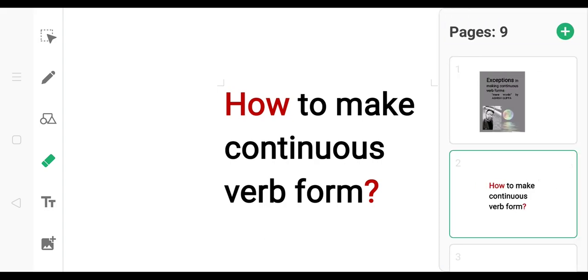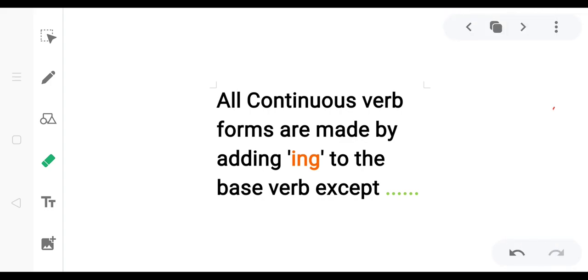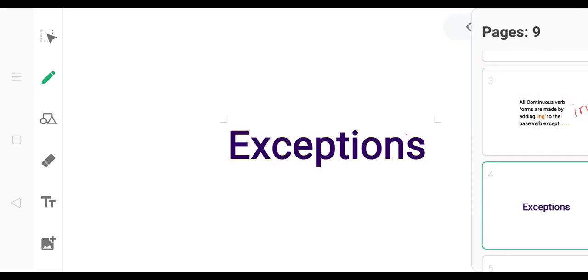So the answer is here. All continuous verb forms are made by adding ing to the base verb except. If we do not see the word except, we have a simple definition: for making a continuous verb form we have to add only ing. If we see the word except, that means there are some exceptions, because with every base verb we cannot add ing to make it continuous. Before that we have to do some changes. So moving further, we see the exceptions.